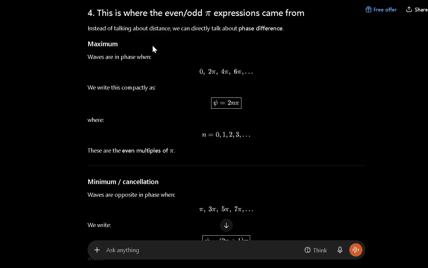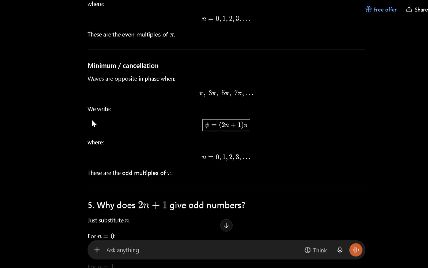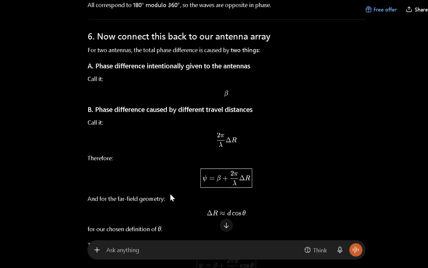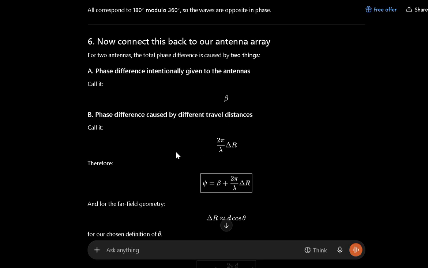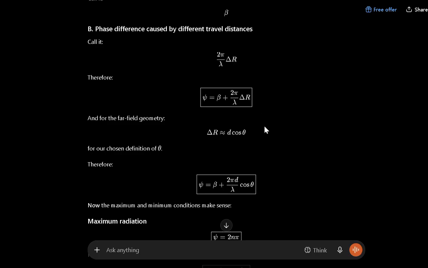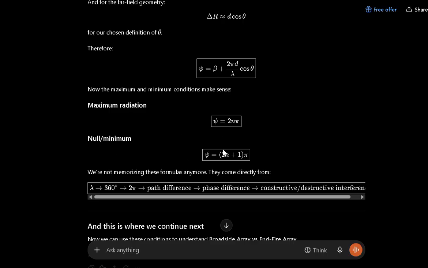Talking about phase difference, we write it with this symbol. Waves are opposite in phase. We connect this back to our antenna. The phase difference is caused by the difference in travel distance. Therefore, this is beta plus theta. Plane radiation, null radiation.